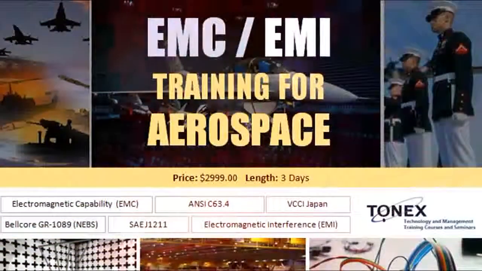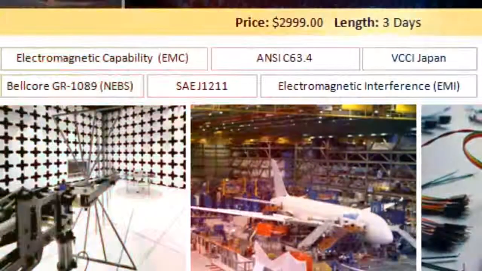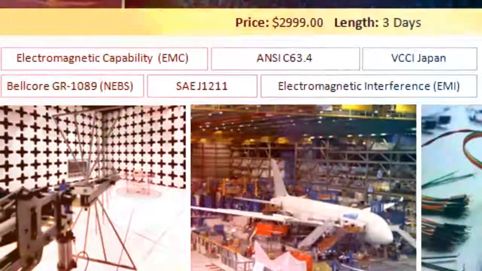EMC and EMI Training for Aerospace. EMC stands for Electromagnetic Compatibility and EMI for Electromagnetic Interference.